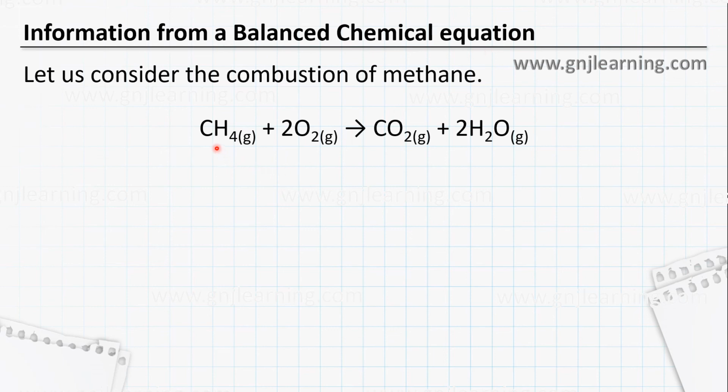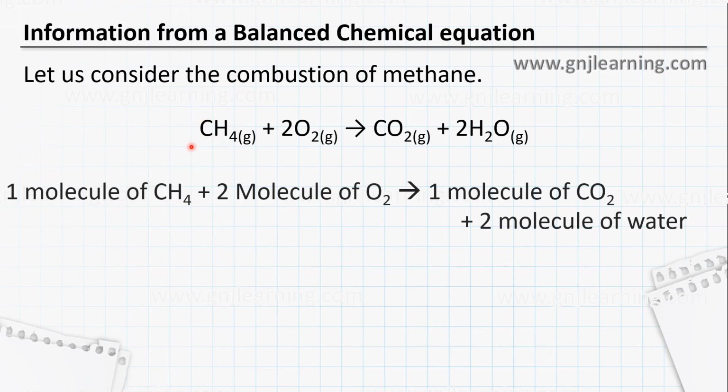What information am I going to get from this balanced chemical equation? If you consider the number of molecules, in very simple terms, from the balanced equation you will know that one molecule of methane reacts with 2 molecules of oxygen. And what are you getting? You will get 1 molecule of carbon dioxide and 2 molecules of water. So this is the first basic information that you are getting.